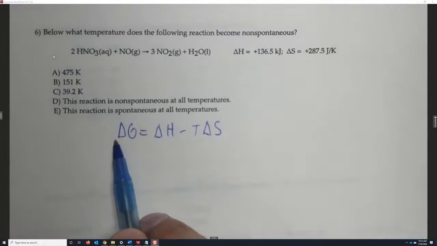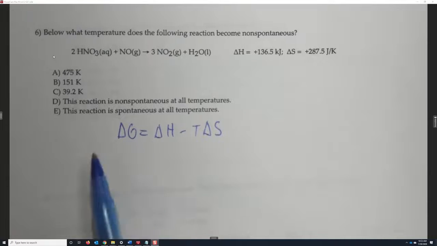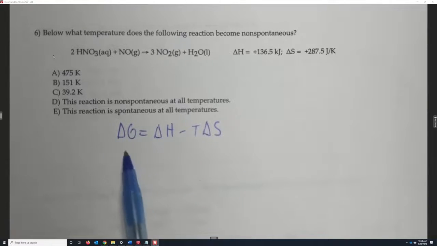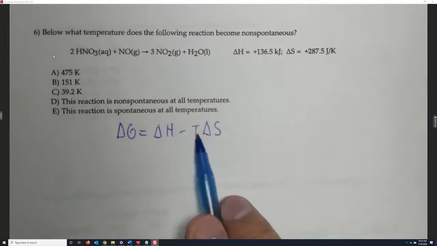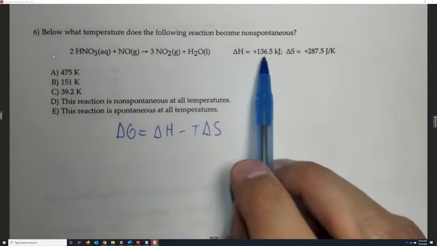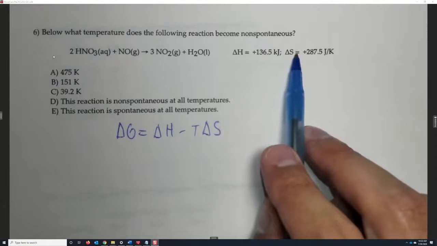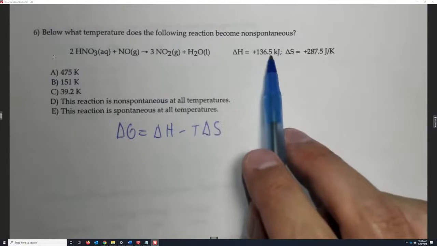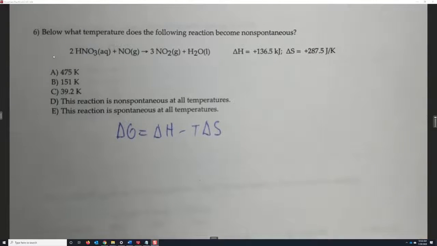When delta G is a positive value, it's non-spontaneous. When delta G is a negative value, it is spontaneous. So if we set delta G equal to 0, the point between positive and negative, we can find the temperature where it flips between spontaneous and non-spontaneous. It's also important to remember that delta H and delta S are both positive. So this reaction is going to be spontaneous at high temperatures, as we talked about in question 4. So I'm not going to go over that again.